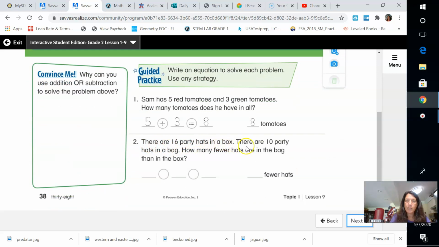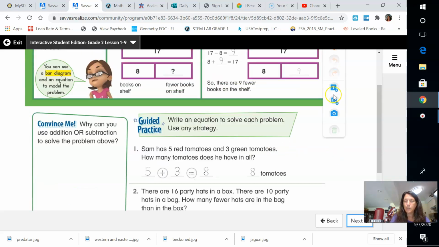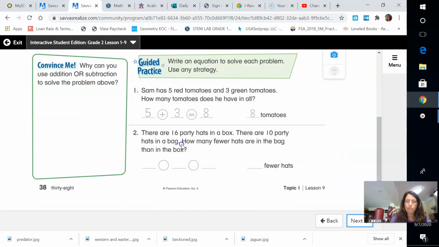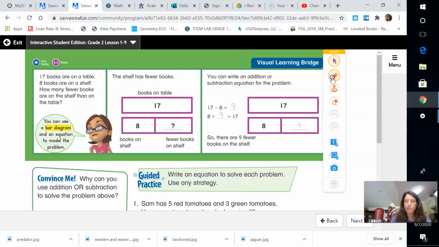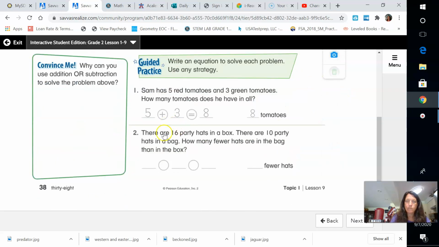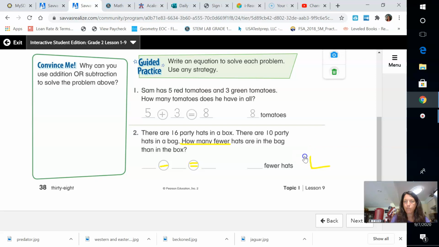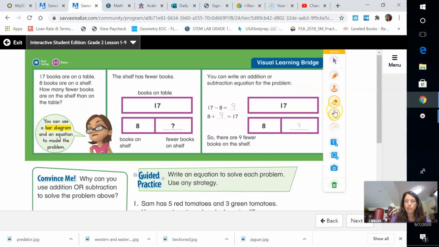All right. There are 16 party hats in a box. There are 10 party hats in a bag. Oop, there's our clue words for your highlighter. How many fewer? How many fewer means to subtract. Okay, so in a part whole box, I keep forgetting I can't write over here on this thing. Let's put it somewhere else.